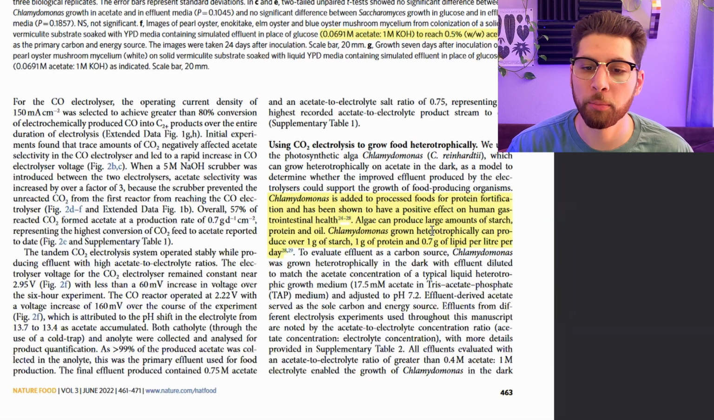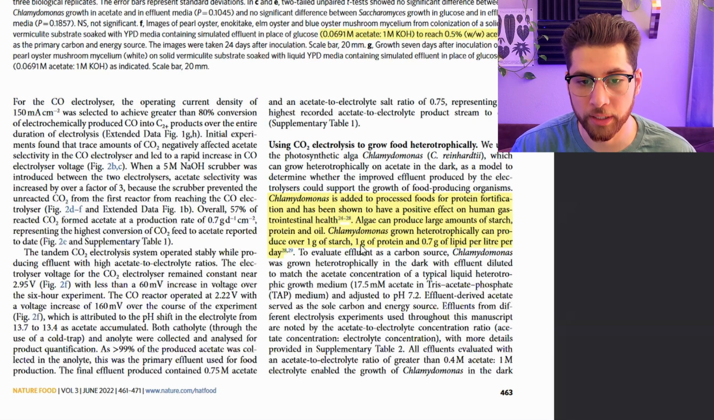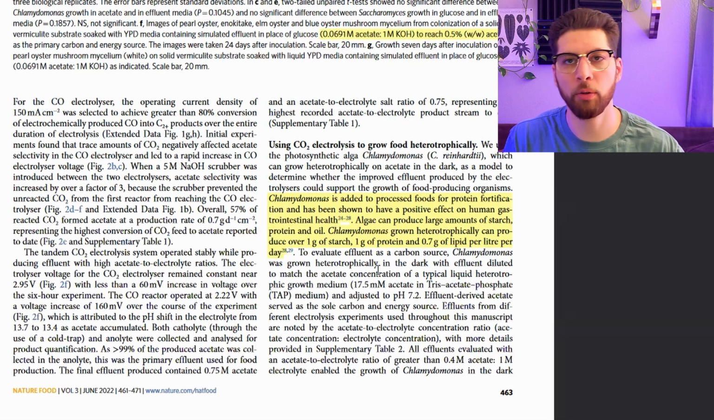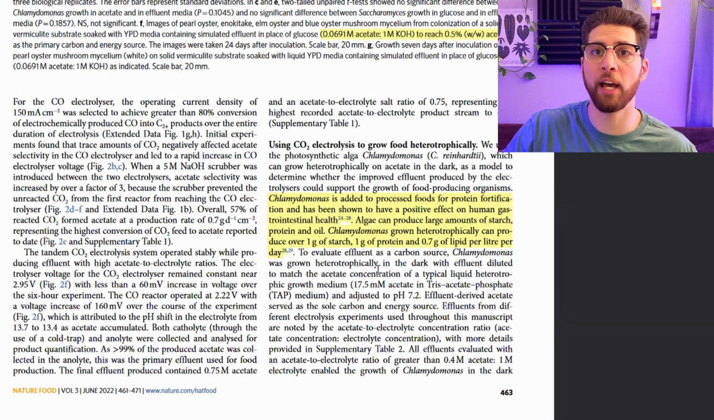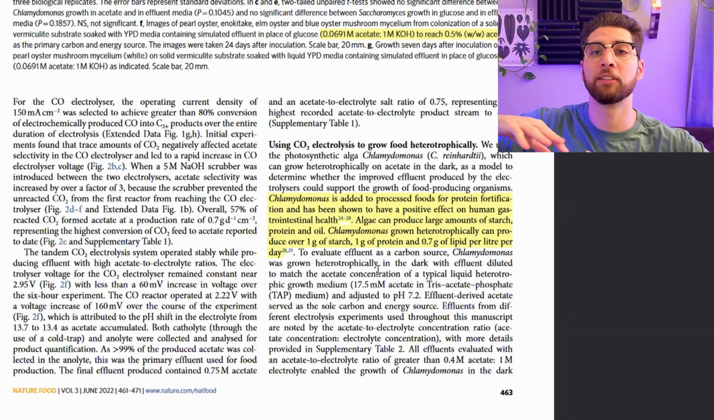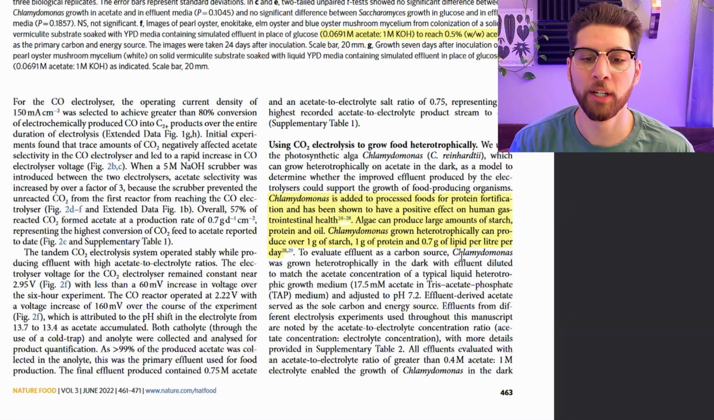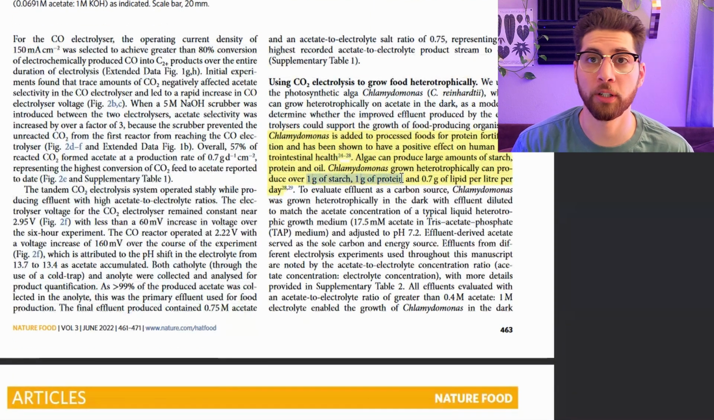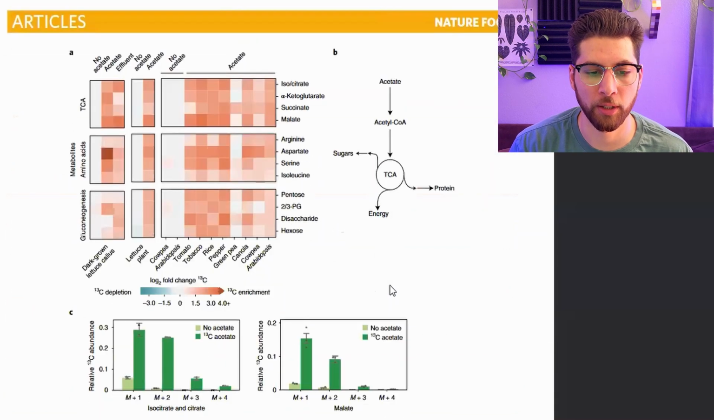Really cool. Algae can produce large amounts of starch, protein, and oil, like I mentioned earlier. Chlamydomonas grown heterotrophically can produce over 1 gram of starch, 1 gram of protein, and almost a gram of lipids per liter per day. So a little bit slow, but pretty good if this is heterotrophic. We don't have to depend on light, which is the main problem with algae, right? You need a lot of area for the algae to grow to produce products that you want. And we don't need to be producing food with algae. We could also be producing valuable biochemicals. And so there's some potential there.